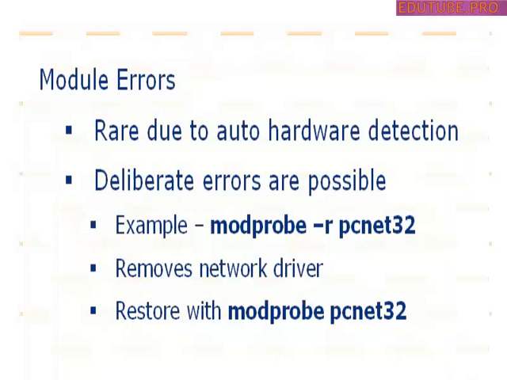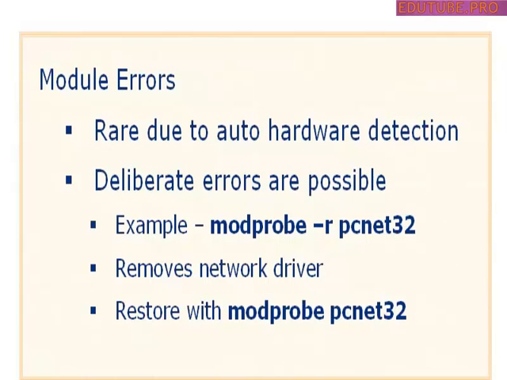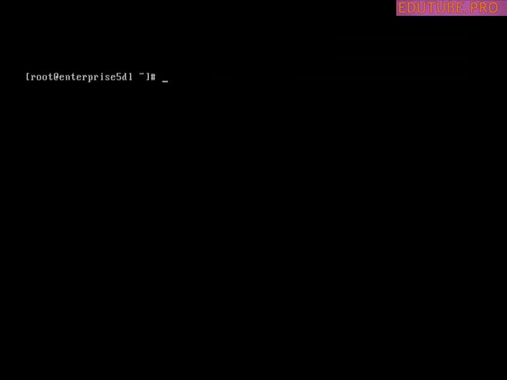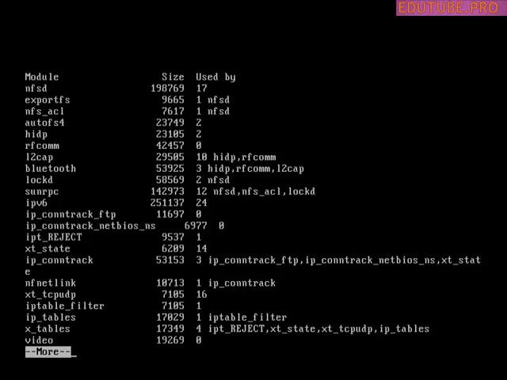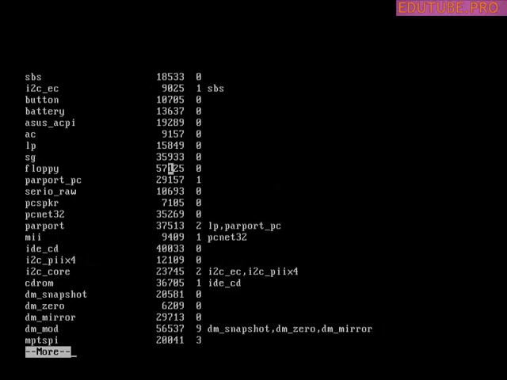Next, there are module errors. They're actually pretty rare because of the quality of hardware detection. It's now excellent on Linux. However, deliberate errors are certainly possible. For example, on this system, what would happen if the network module, in this case pcnet32, were no longer loaded?